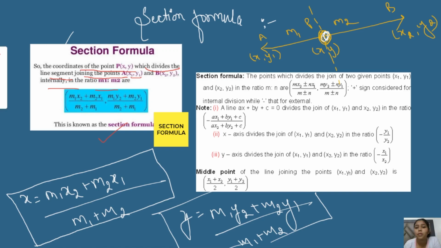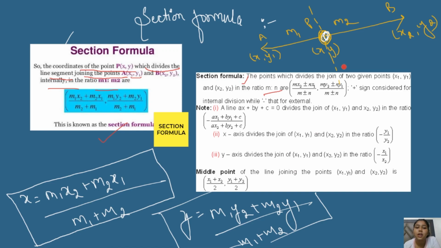The other picture says the point which divides the join of two given points in the ratio m ratio n. Ratio can be anything. If it is m ratio n, then the formula will be like m x2 plus n x1 divided by m plus n, right? Similarly m y2 plus n y1 divided by m plus n.